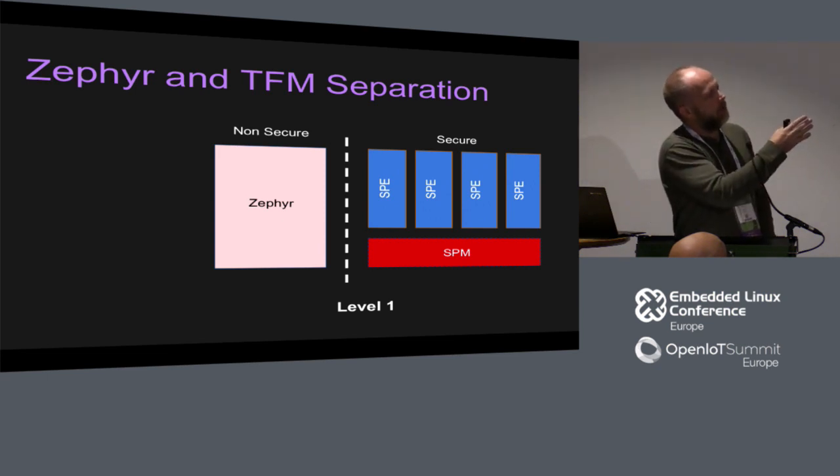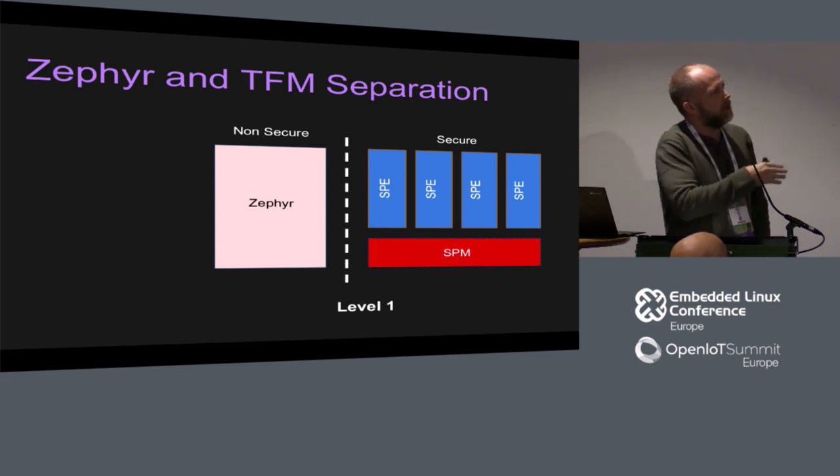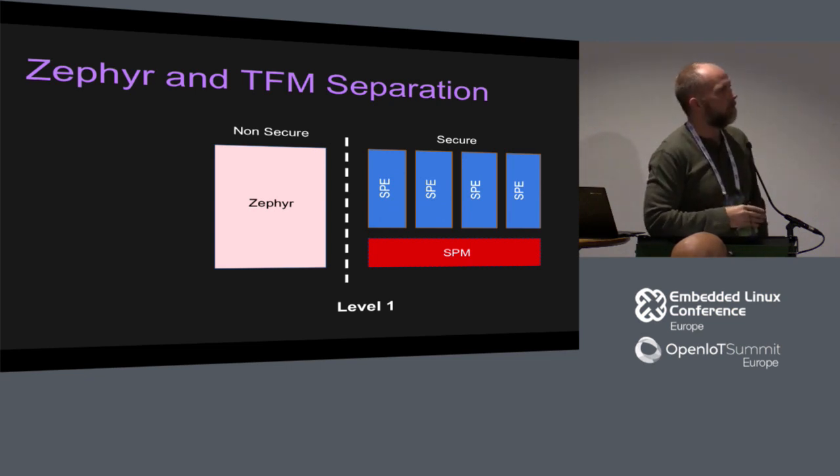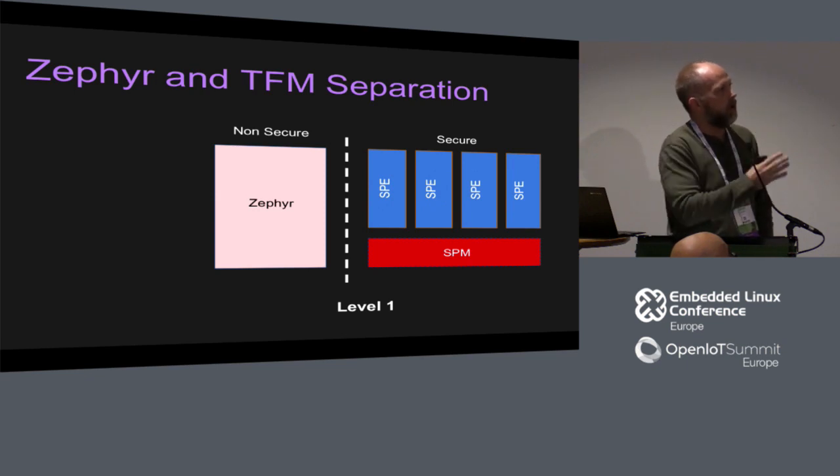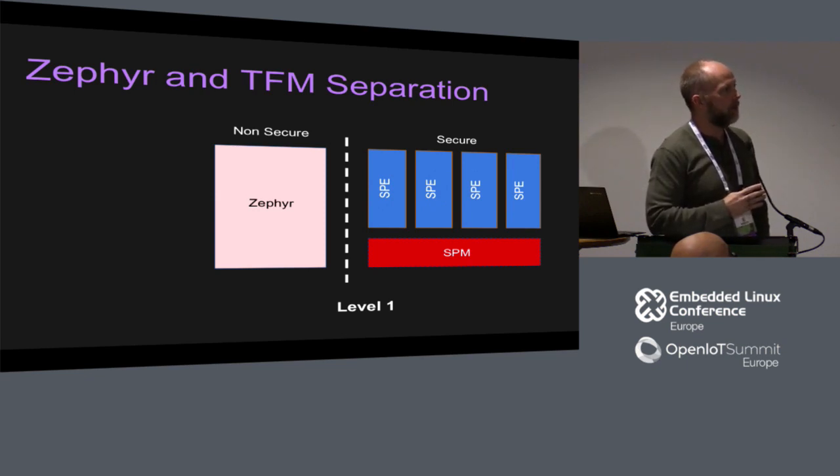An SPE is a secure process environment. The SPM is the secure partition manager. The SPM is supposed to be the one that, when you switch context, sets up all the security the way that you want it to be.